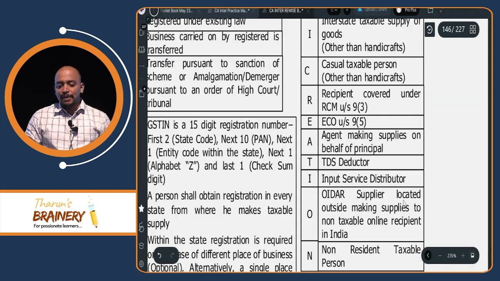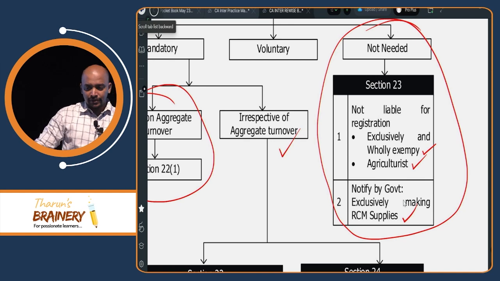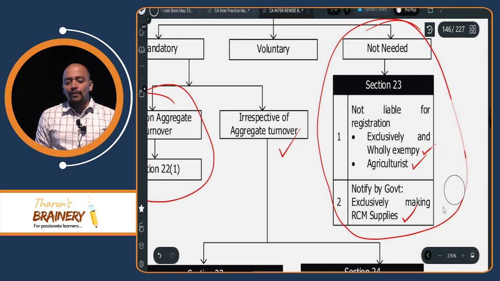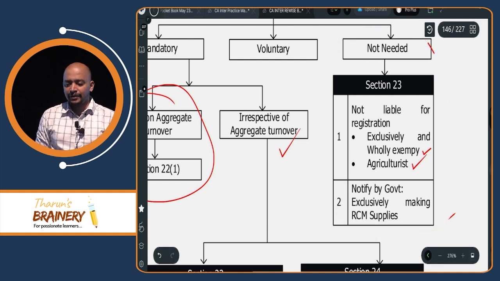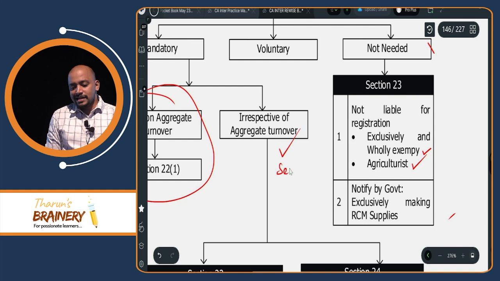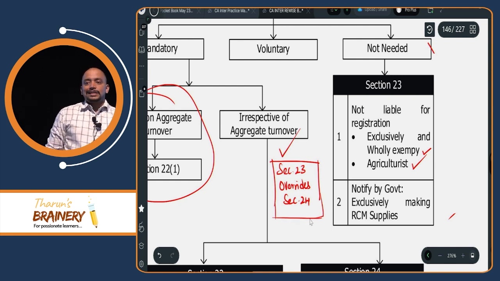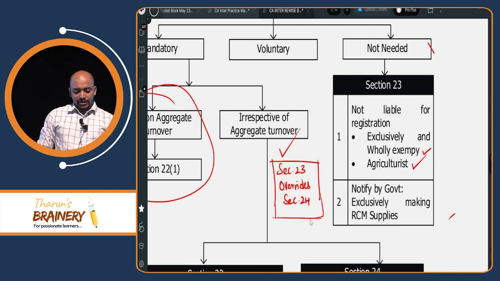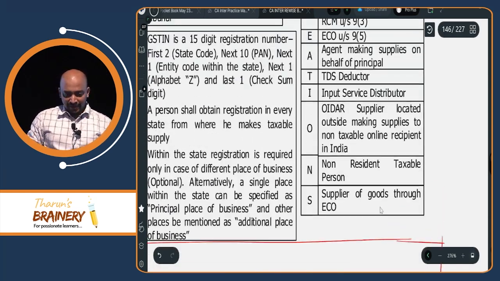So now, please make note of that information here. In section 23, you write down, section 23 overrides section 24. Somewhere here you write down, section 23 overrides section 24. So which will prevail? Section 23 only will prevail.